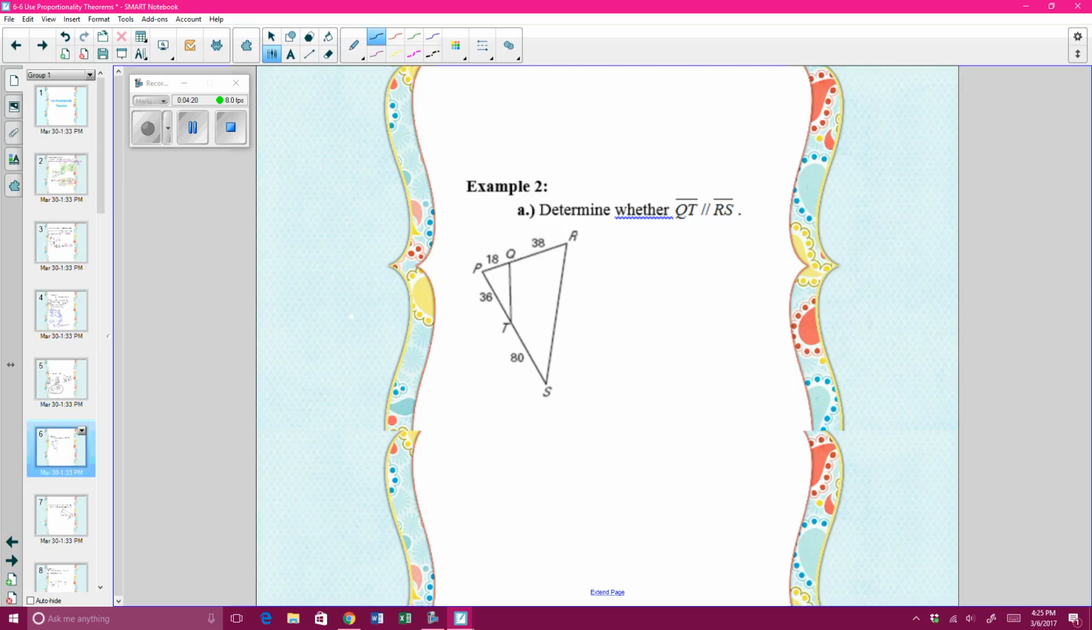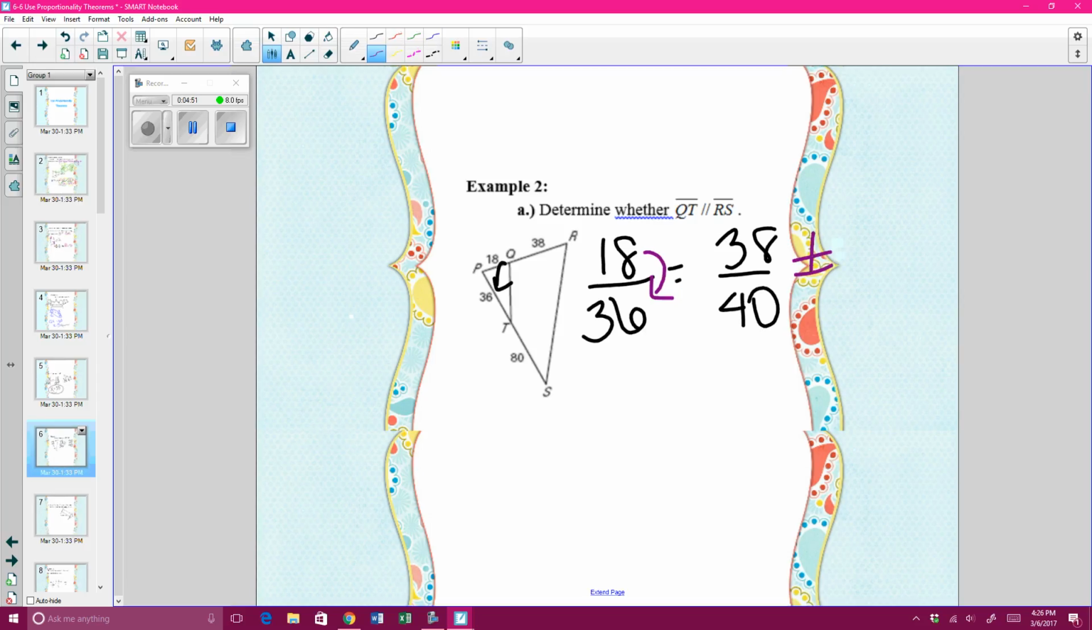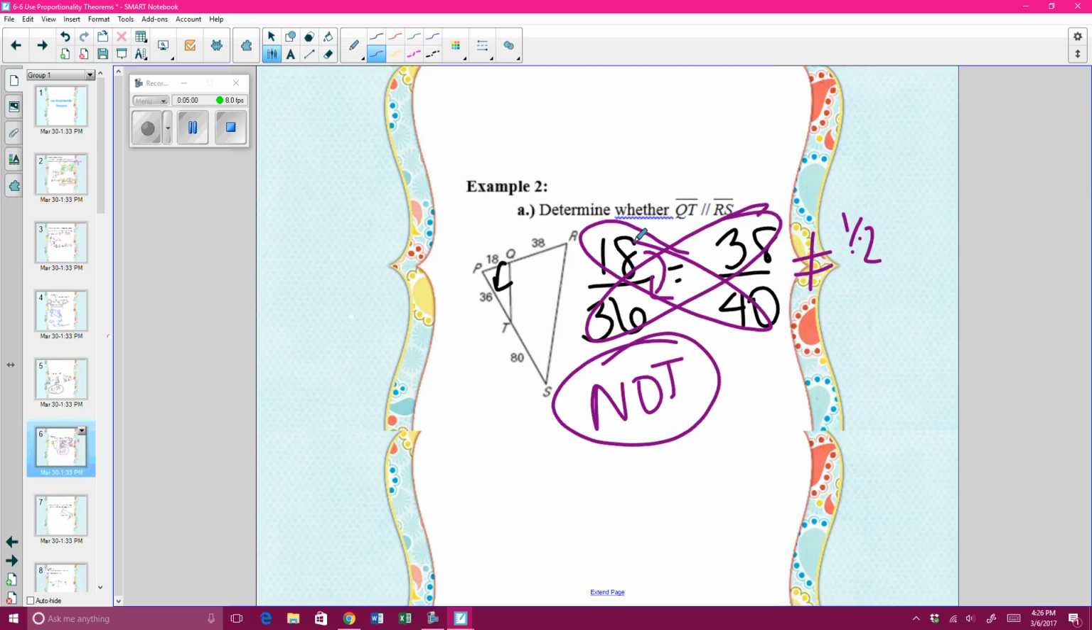This is asking us whether the sides are parallel to each other. So if they were parallel in this case, you would have to make sure that the ratios matched up. There's a few ways you could do this. Again, just testing to see if the cross products are equal. You could divide them out and get decimals. This one's a little bit easier because I can see that 18 matches up with 36. And so 38 has to match up with 40. I recognize that 18 is half of 36. And I also recognize that 38 is not half of 40. So these are not proportional. If you didn't recognize that, just go in here and cross multiply. You'll see that the cross products are different.